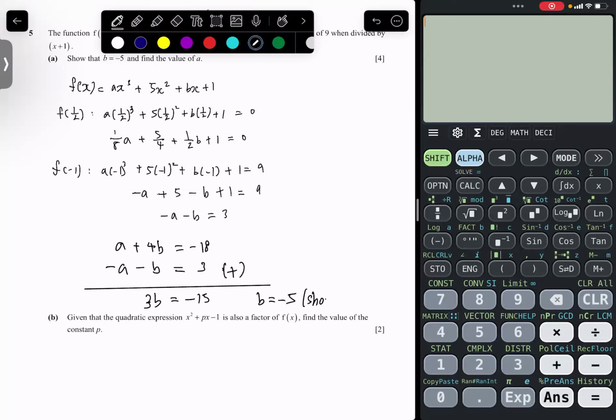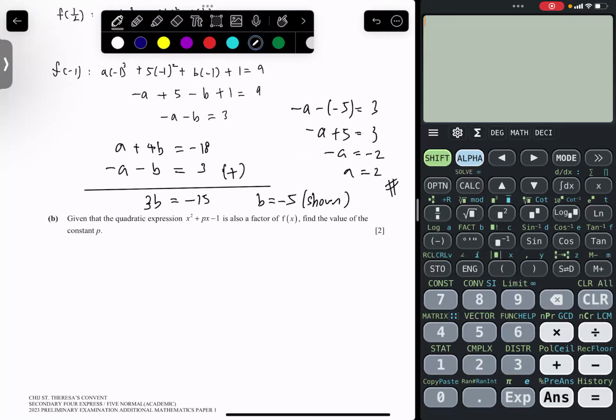Which proves that I'm on the right track, which is a good thing. So minus a minus -5 equals to 3. So negative a plus 5 equals to 3. Negative a equals -2. A equals to 2.